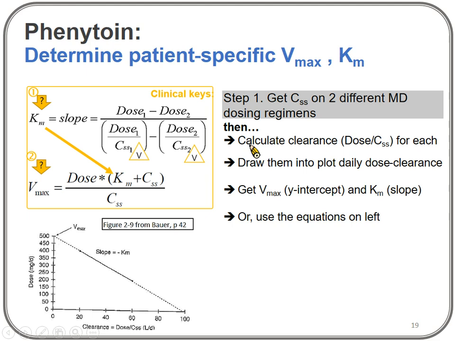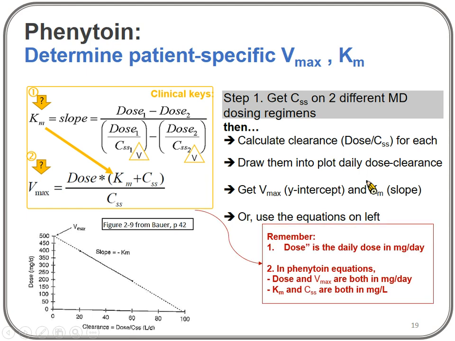All right. So if you want to determine a patient-specific Vmax or Km, here are 2 scenarios I will provide. Whenever you have 2 different maintenance dosing regimens, you can try to get the steady state from these 2 and get the Vmax and Km. And remember about the units, you have to use them right in terms of calculating and translating.